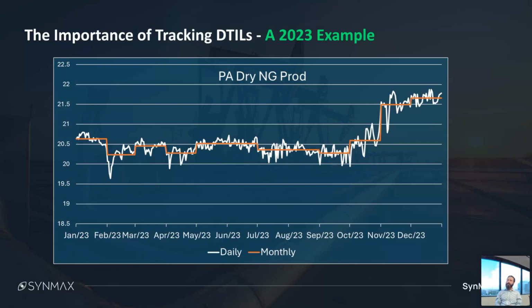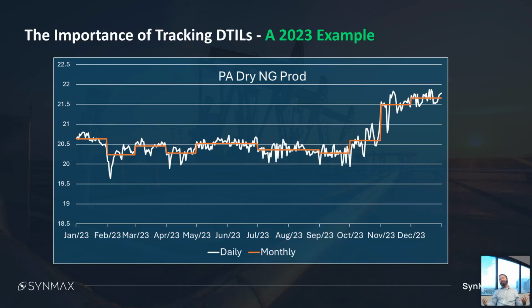Well, a real prominent example of DTILs in the recent past was in 2023. So I've got a chart up here of Pennsylvania dry gas natural gas production. And last November, a lot of us saw what traders were calling a production surprise in November. I don't think anybody was really expecting it. Honestly, we weren't tracking DTILs at the time. We didn't start our DTIL process until February. And so there was a large surge, about 0.7, 0.8 BCF a day in Pennsylvania natural gas production.